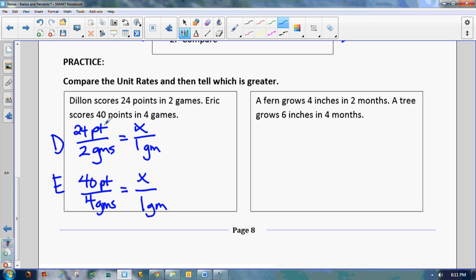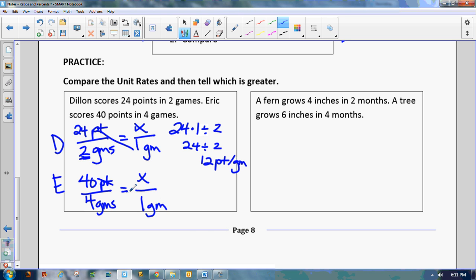Remember again, we're going to cross multiply the values we know, so 24 times 1, and divide what's opposite the variable. So we're going to divide by 2 here. 24 times 1 is 24, divided by 2 is 12. So here, Dylan scores 12 points per game.